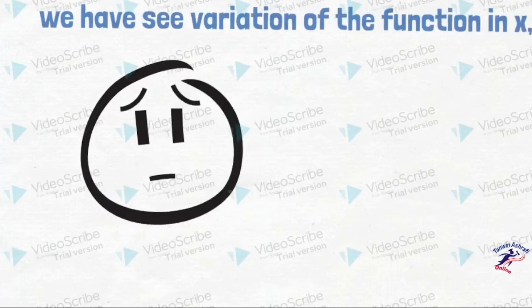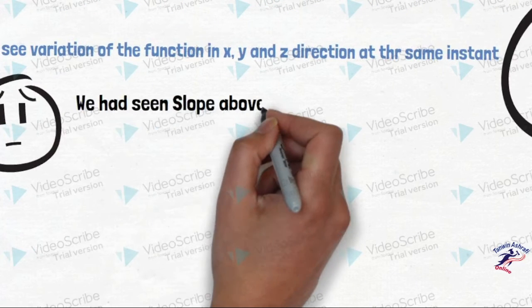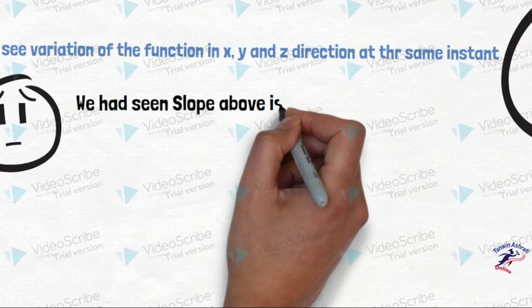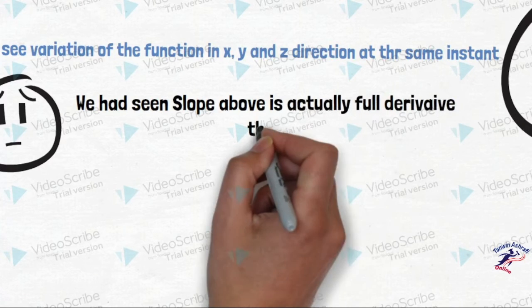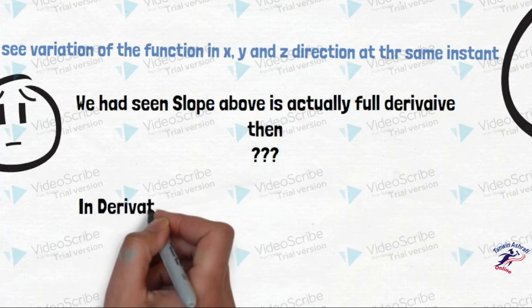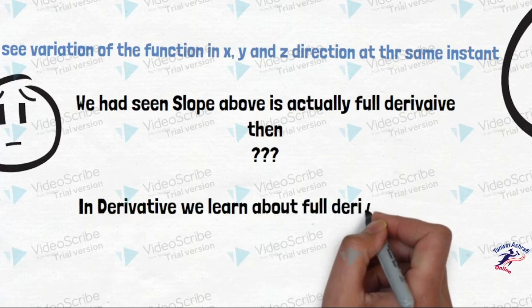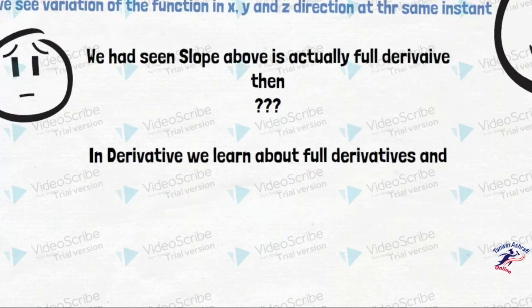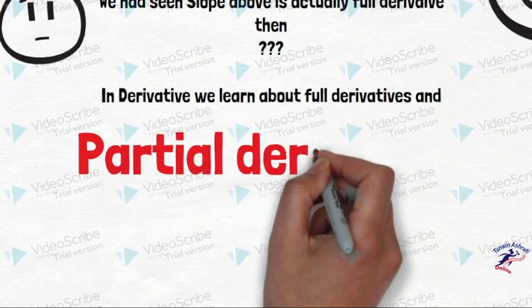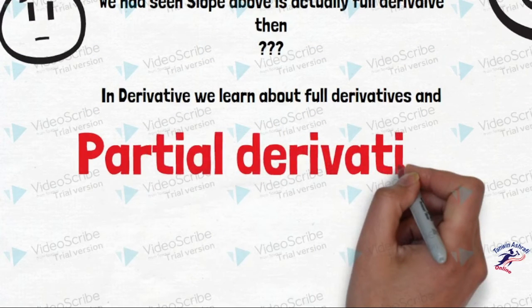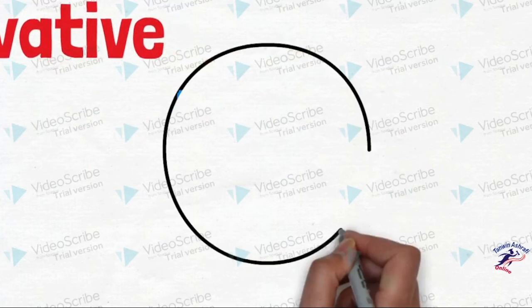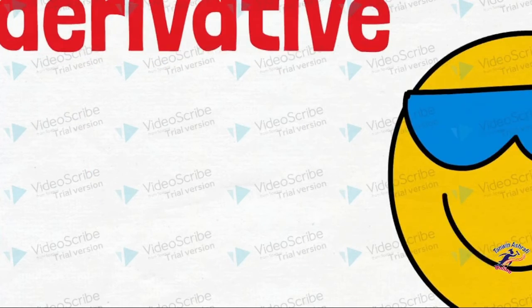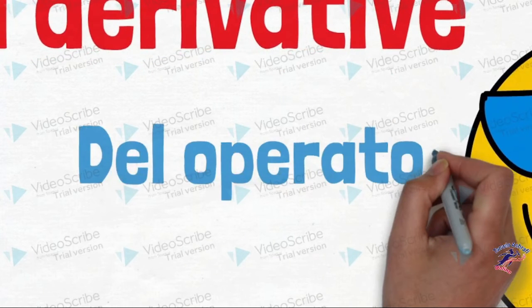Very big problem. We have seen the slope above is actually the full derivative. Then in the derivative we learned about the full derivative and partial derivative. Since there is a variation in 3 dimensions, we need to see some other way, and the partial derivative provides the techniques, and that is the thing which we needed to see in vectors.